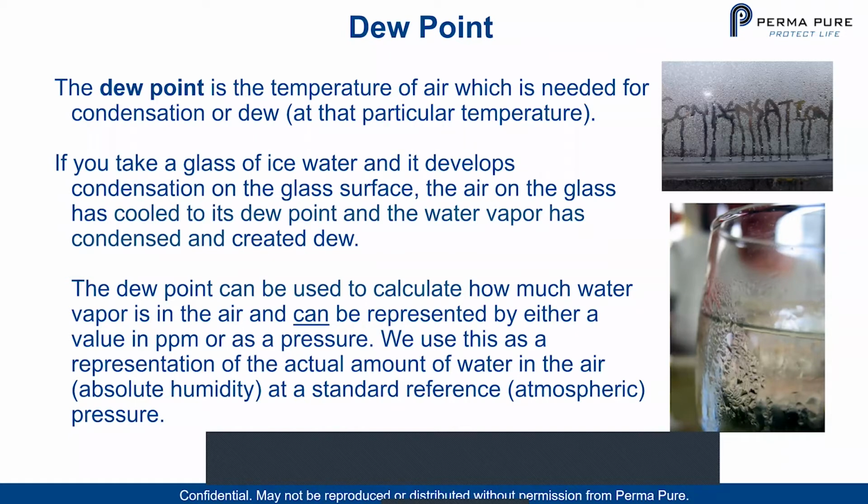The dew point can be used to calculate how much water vapor is in the air and can be represented by either a value in parts per million or as a pressure. That is, if you use the constant standard reference of atmospheric pressure, then the dew point is directly related to absolute humidity. And in Permapure's performance charts for our dryers, we typically look at dew point, as well as for our humidifiers. We talk about the dew point that we're able to achieve, because the dew point is an actual value. It's a number that can be used in a calculation.